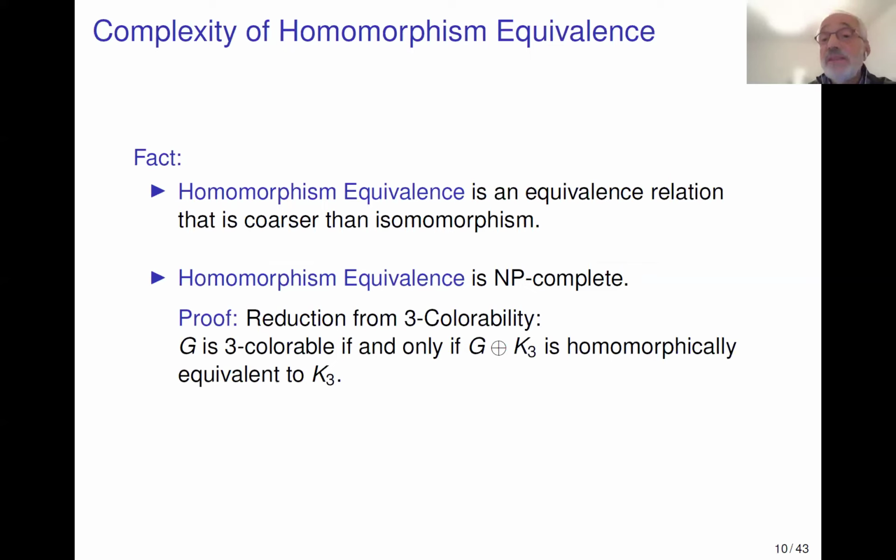And we understand very well the computational complexity of homomorphic equivalence. The question, given two graphs, are they homomorphically equivalent? That's an NP-complete problem. Obviously, it's in NP, with an easy reduction from three-colorability. The graph is three-colorable if and only if, when I take the graph with a disjoint union with the triangle, it's homomorphically equivalent to the triangle. So we understand the complexity of homomorphic equivalence.